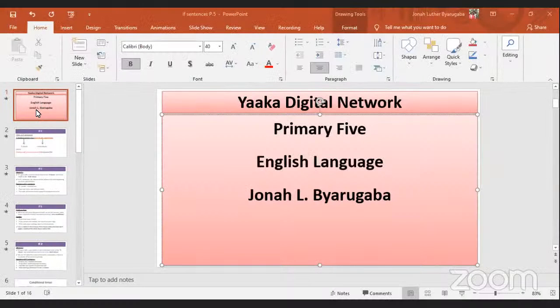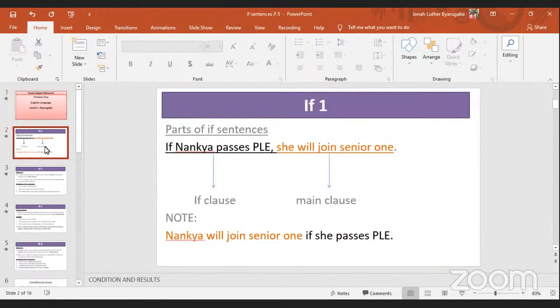Okay, so you asked me to take you through if sentences. That's what I'm going to do for today. Every if sentence has two parts, and there are three types of if sentences. Some people call them if sentences, others call them conditional sentences, but it is all the same. We have conditional one or if one, conditional two or if two, and conditional three or if three.